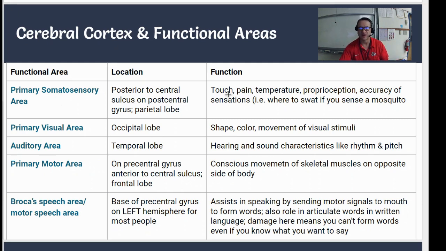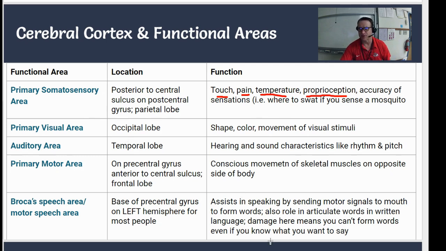Remember, this is where all the sensations throughout the body arrive: touch, pain, temperature, proprioception. That's where, like, I can close my eyes and I know my hand's right there. It's right there because I have sensors in my body that allow my brain to know where my body is in space. What else? Accuracy of sensations. So if I feel a mosquito biting me, boom, I know exactly where to swat because that region is arriving at my primary somatosensory area.